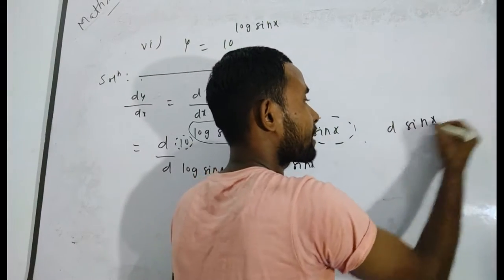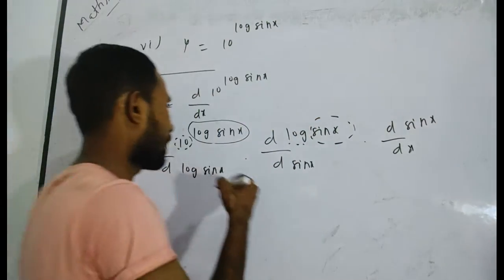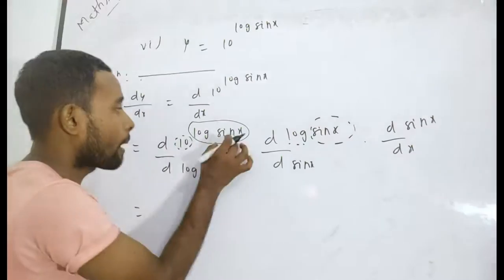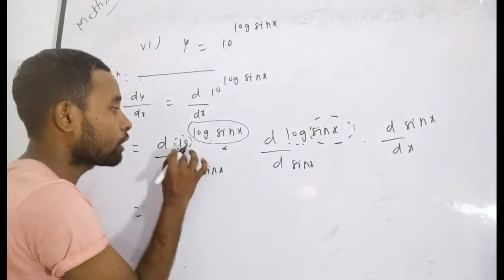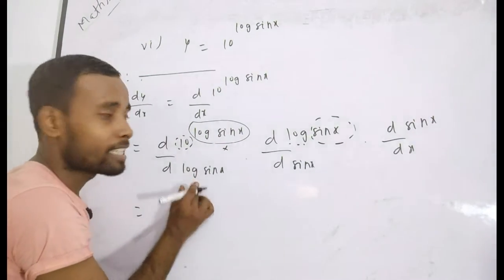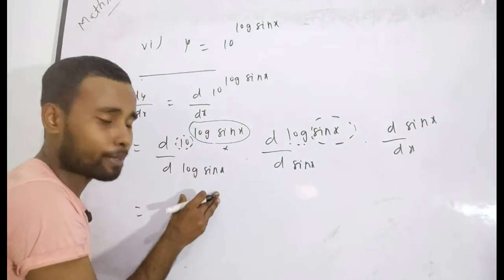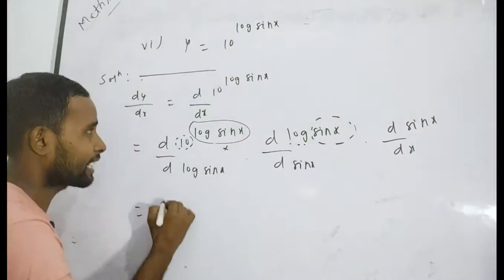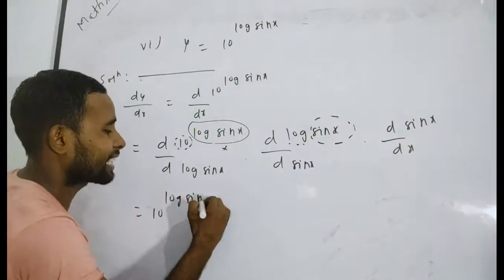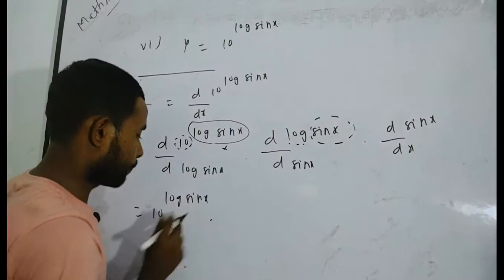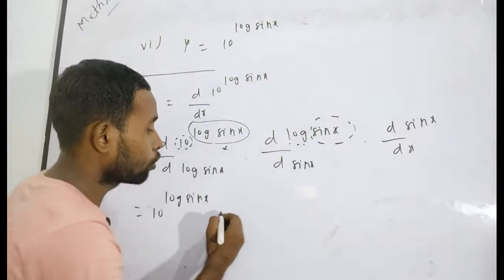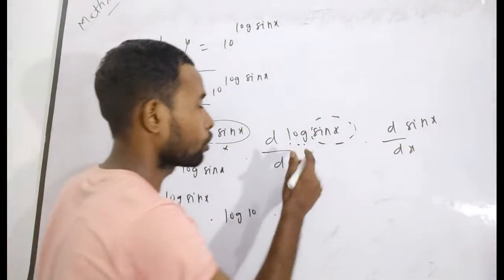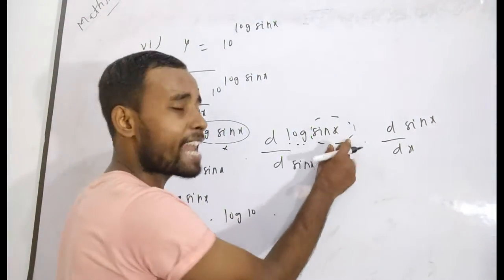Again you have to differentiate sin x with respect to x. Now if you see e to the power log sin x, suppose that this is capital X. The derivative of a to the power capital X with respect to capital X will be a to the power capital X into log a, that is, a^X log a, into the derivative of log sin x.